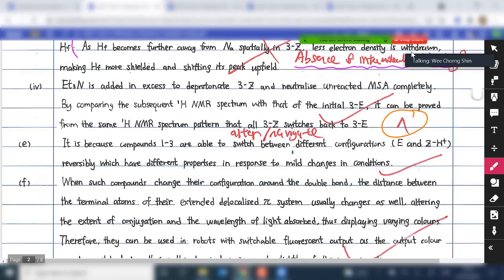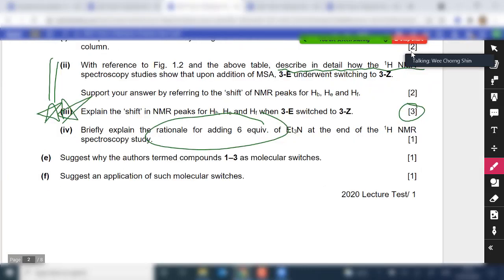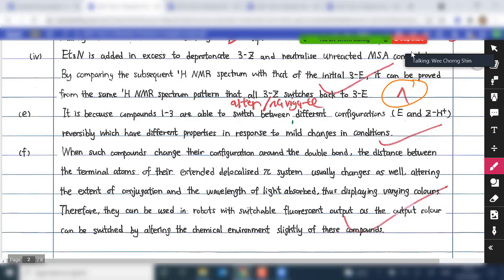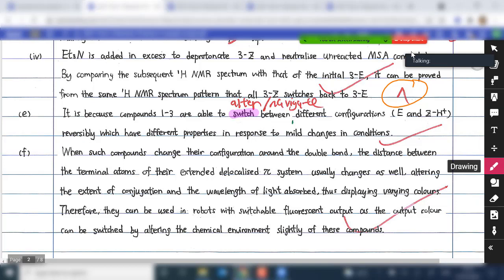Okay, then what suggests why the authors term that a molecular switch? Basically, you can write anything you want. So the main thing is they are able to switch between different configurations when you add a chemical. But if you know from your GP, right, you cannot use the same word, right? Switch. Yeah. So chemistry, I don't know how the Cambridge examiner will look at it, but I would say you can just talk about things like, you can even say change or alternate or navigate between the two configurations. I think that's fine.